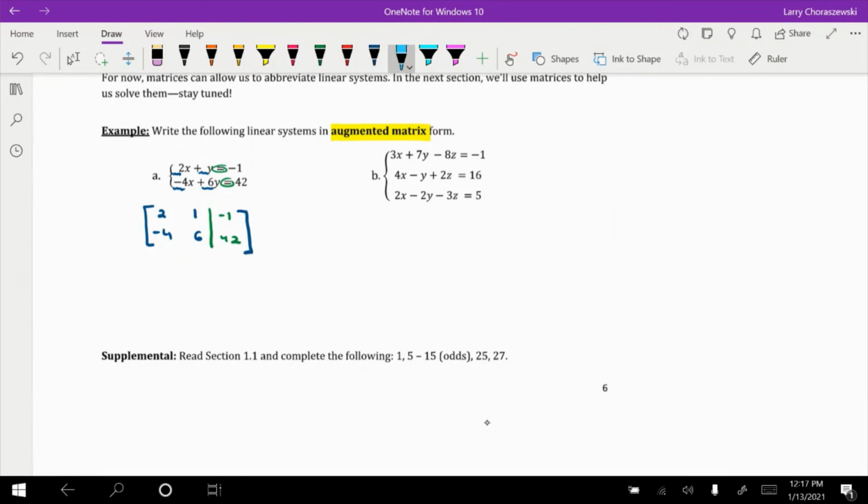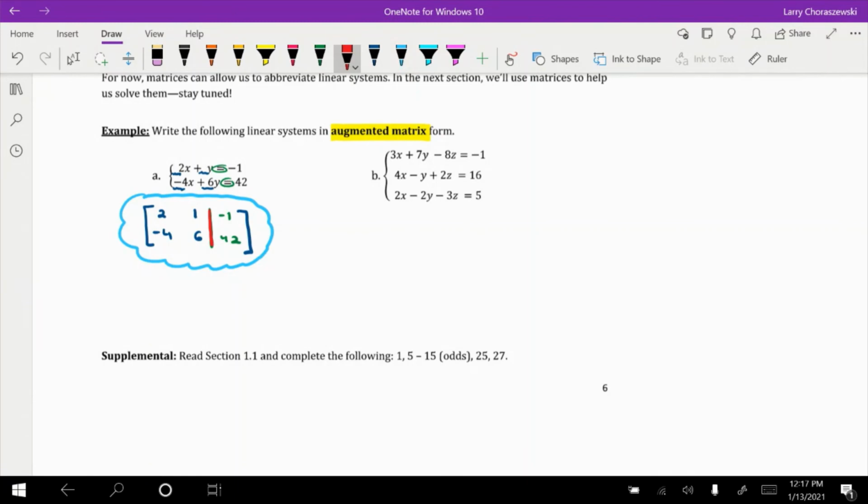And this is what we mean by augmented matrix. It's called augmented because we're augmenting, or joining, in a sense, the constants with the coefficients all in one matrix. And we use this long vertical bar just to tell ourselves that anything on the left-hand side of this is a coefficient, whereas anything on the right-hand side of this is a constant.